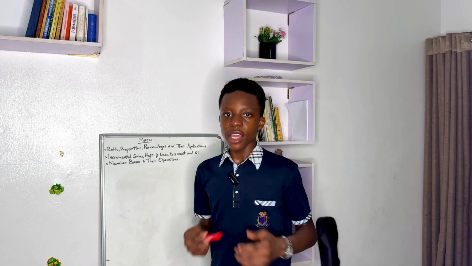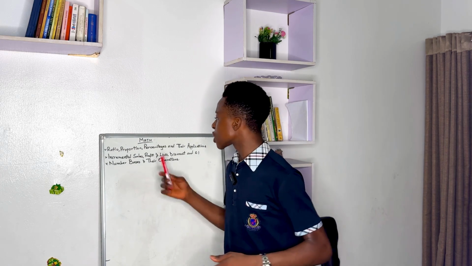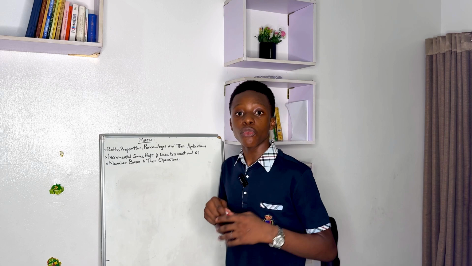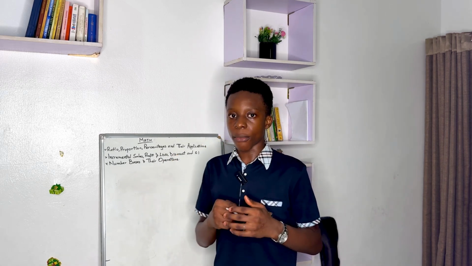My name is Rex. Today we're going to discuss business arithmetic, and that involves ratio, proportion, percentages, and their applications. It involves incremental sales, profit and loss, discount sales, and SI, which means simple interest. We're also going to discuss number bases and their operations.